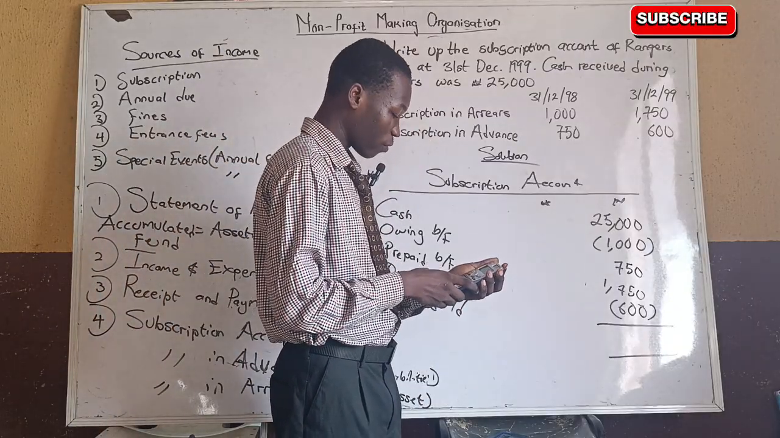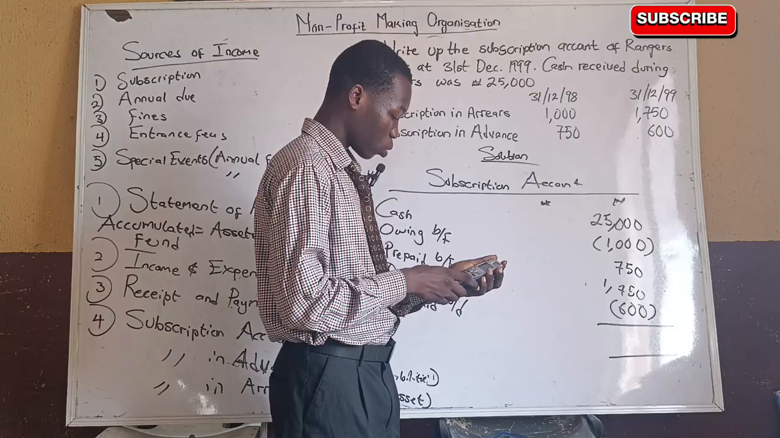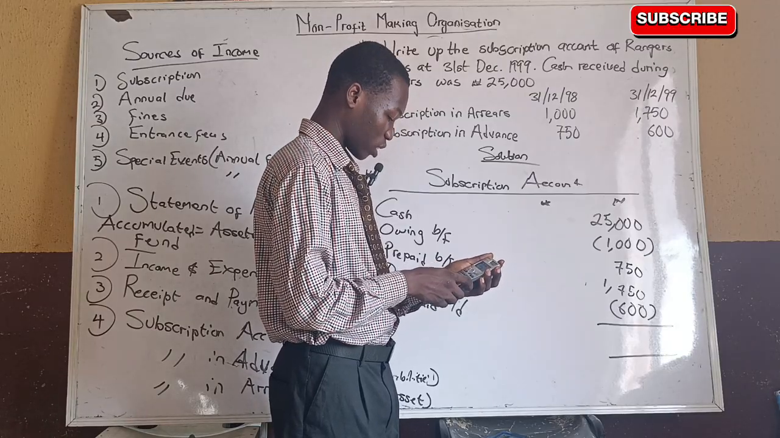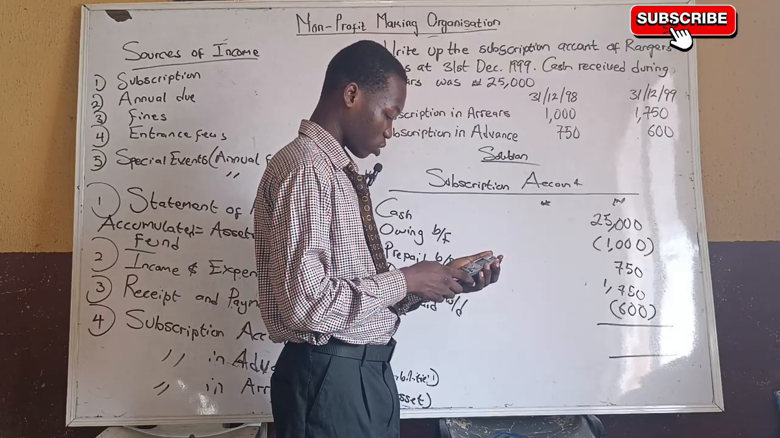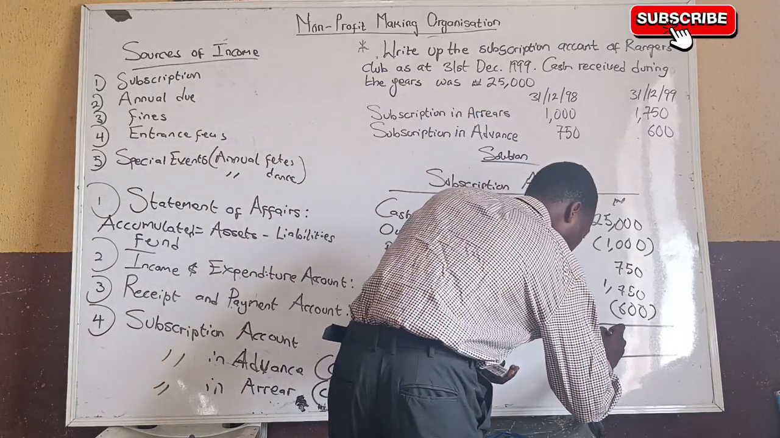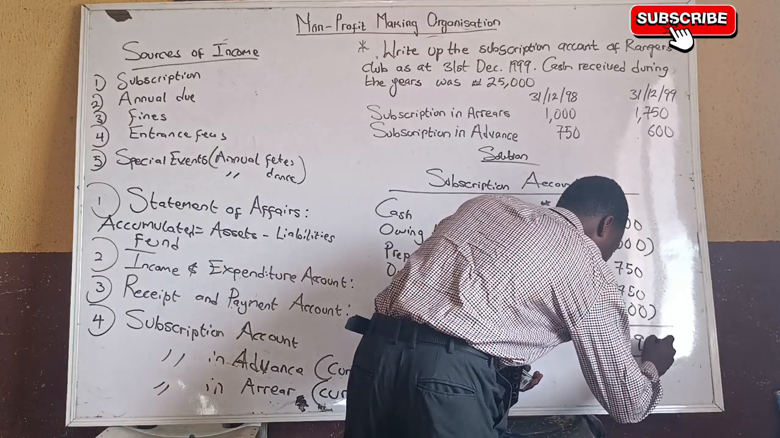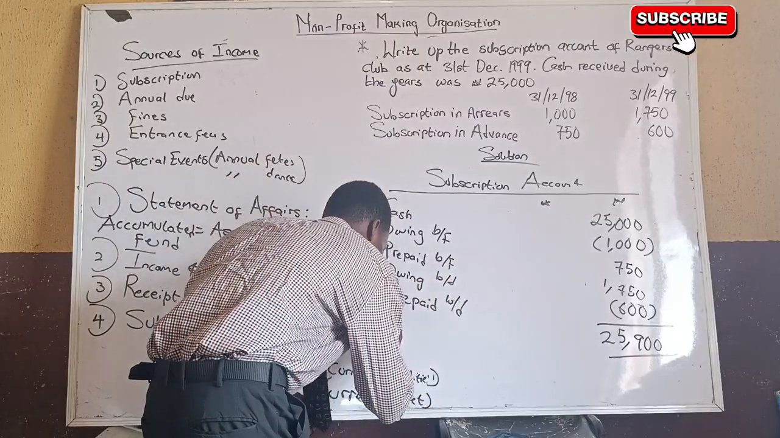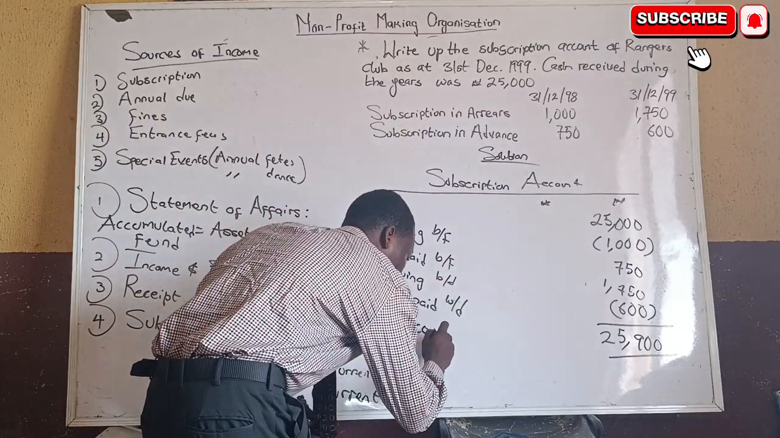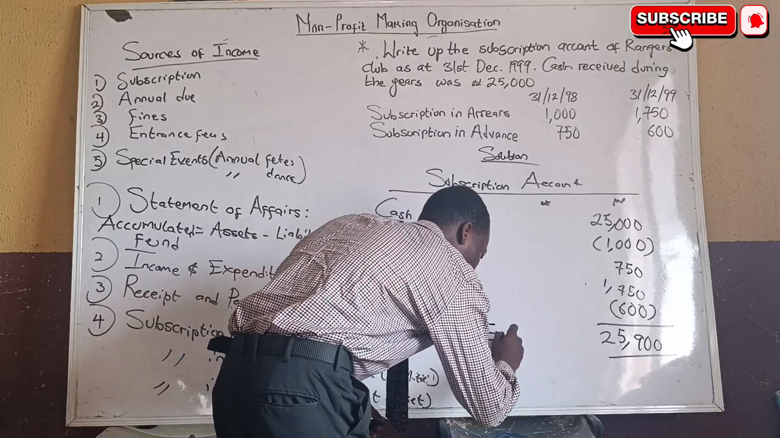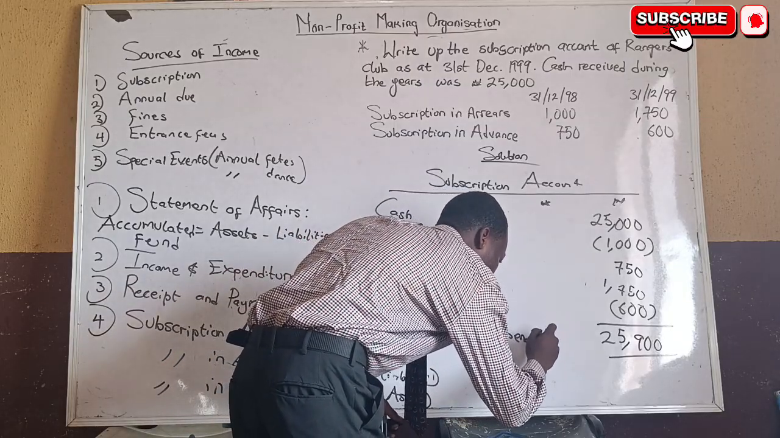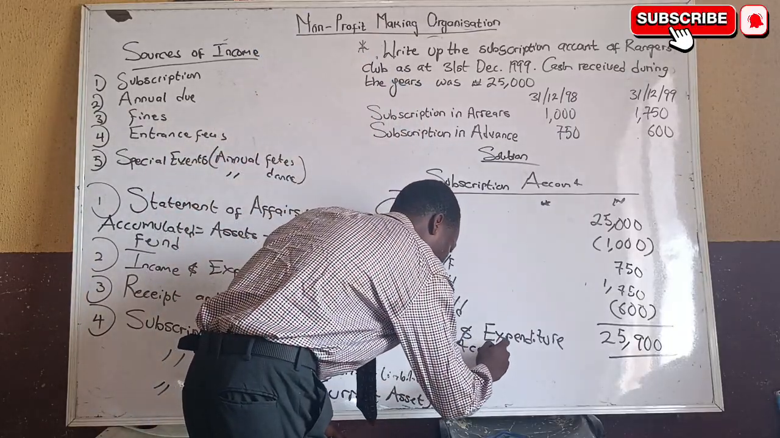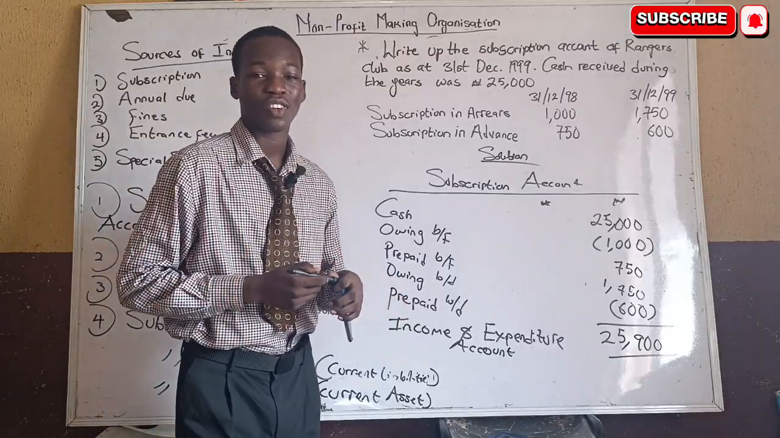So we have 25,000 naira minus 1,000 naira plus 750 plus 1,750 minus 600. So that gives 25,900. So this amount 25,900 is the subscription that is going to your income and expenditure account. So this amount is going to your income and expenditure account. Now this is how to solve problems for subscription.